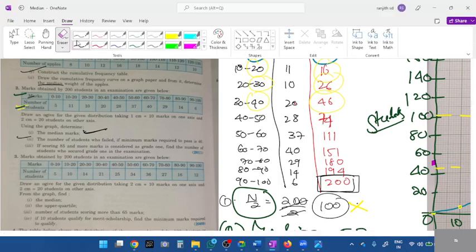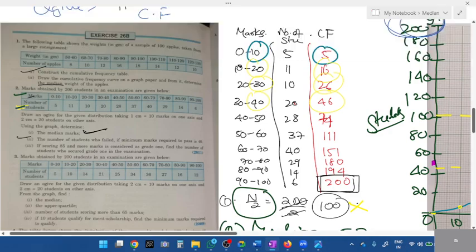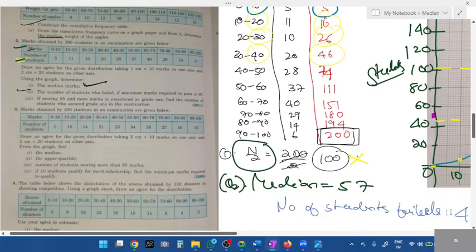Next one. Tell me the third part of the question. What is given? The number of students failed. How many students have failed here? Number of students failed is 40.